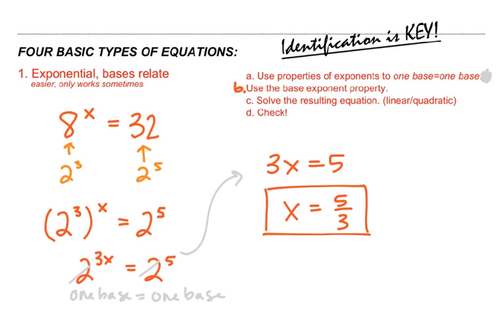And then we always want to make sure we check. So if I went to my calculator and I typed into my calculator 8 to the 5/3, the calculator should give me an output of 32.